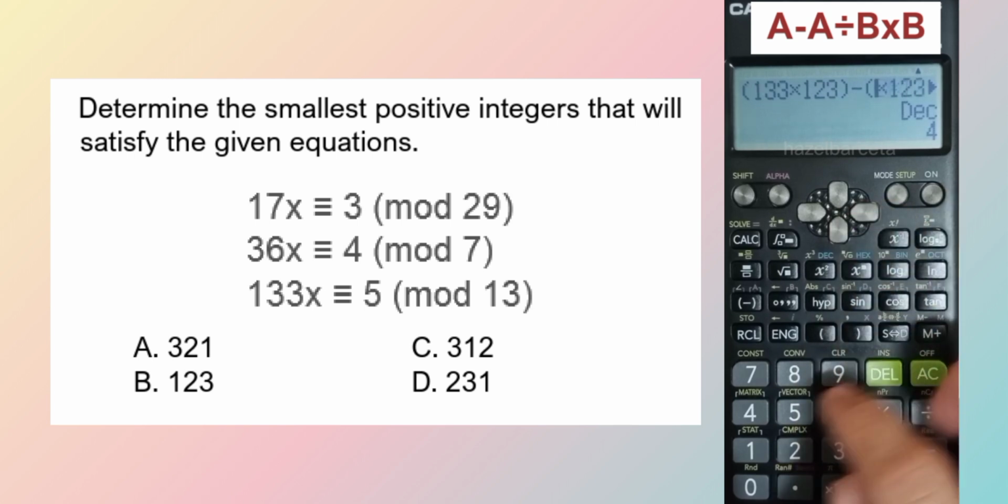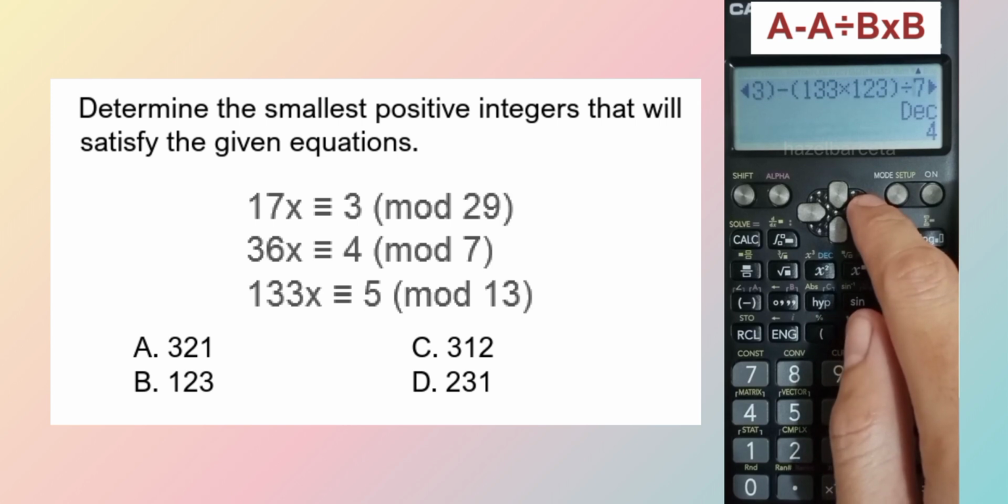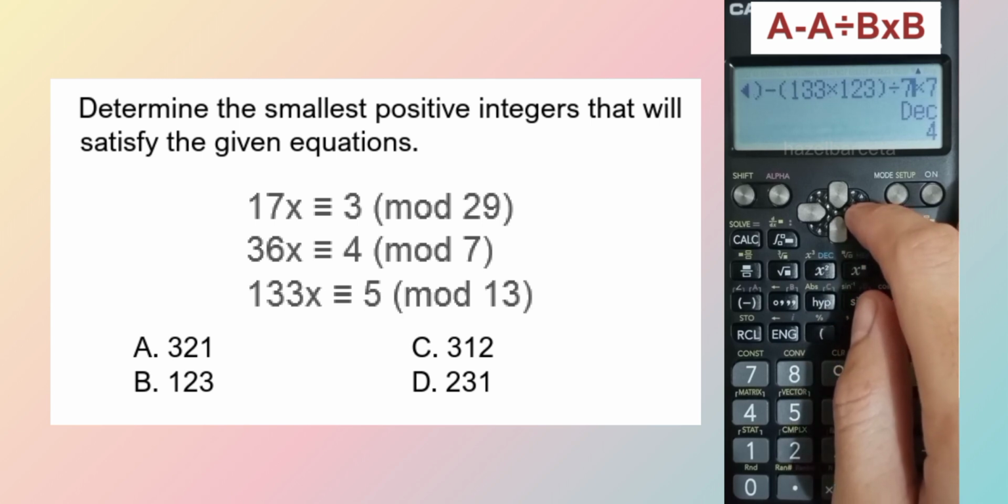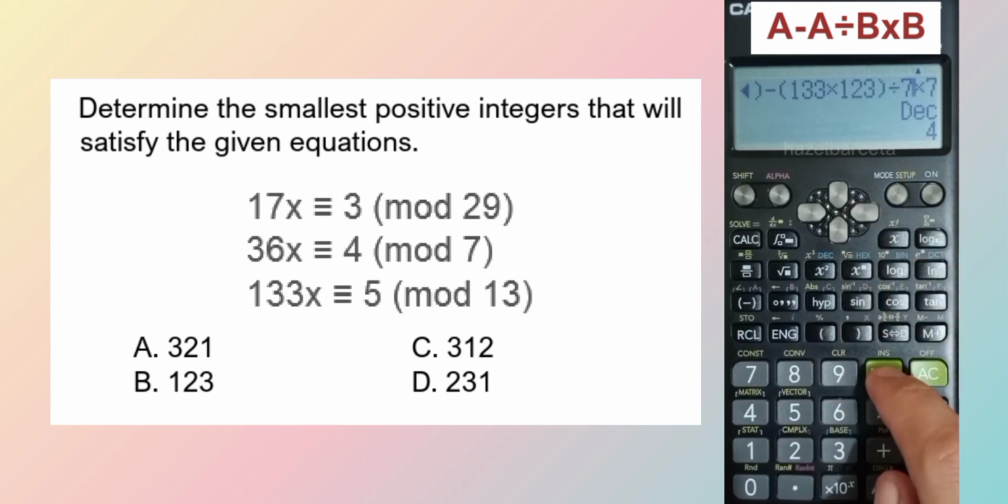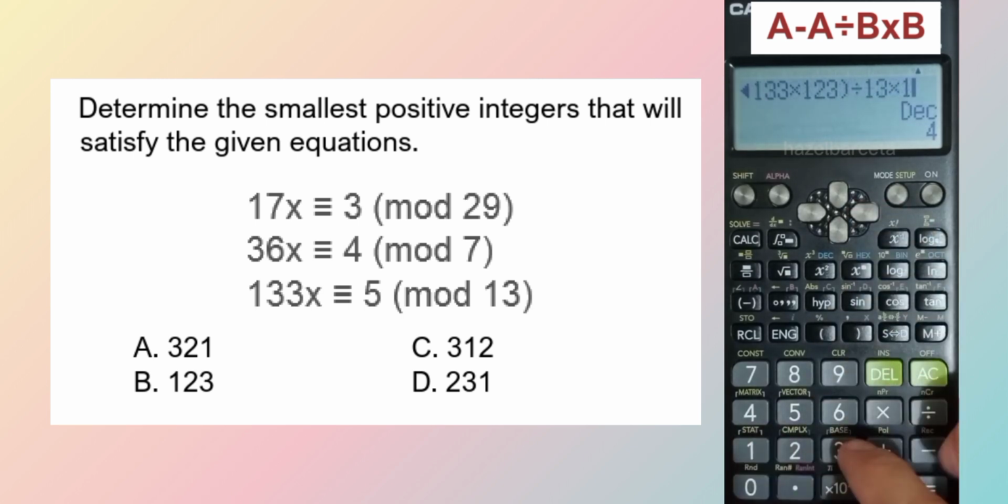133. Pangatlo na po tayo. Bakit hindi po natin pinapalitan si 123? Kasi siya po yung ating smallest. At itatry po natin siya sa tatlo kung masasatisfy niya. So, the B for the third one is mode 13. So, 13 times 13. Sana po nakakasunod po ah. At ang dapat na sagot ay 5.